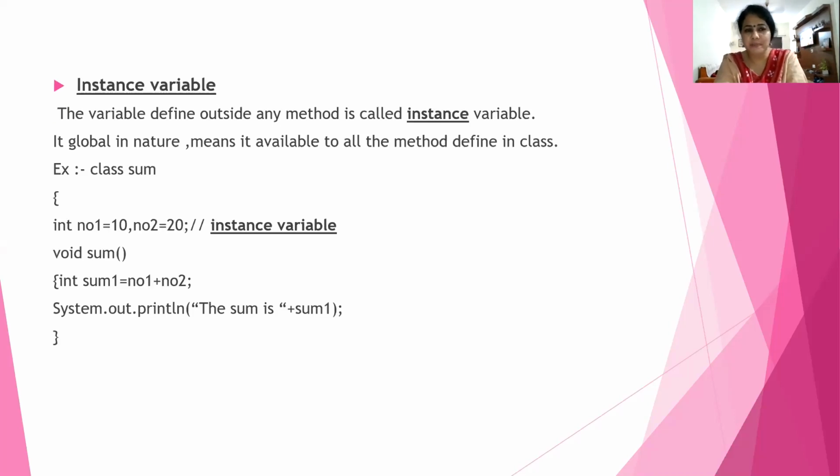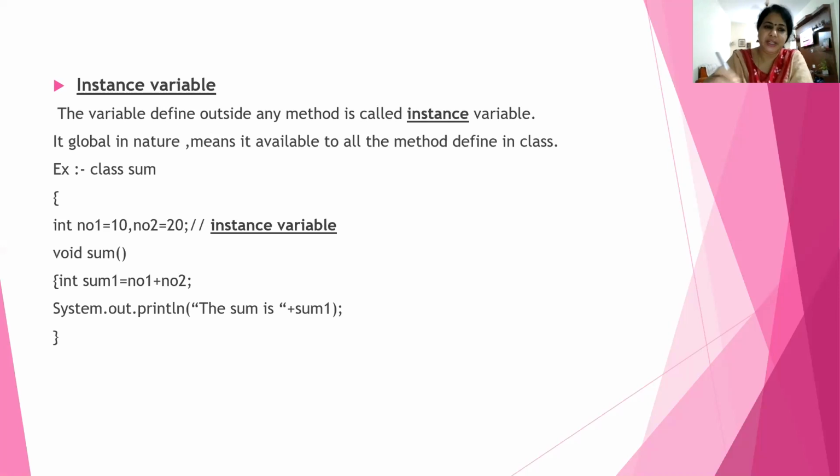Just look at the definition here. The variables which are defined outside any method are called instance variables. What is the characteristic of an instance variable? It is global in nature. It is available to all the methods defined in the class. That means if a class has more than one method, then this instance variable is accessible to all the methods defined in the class.